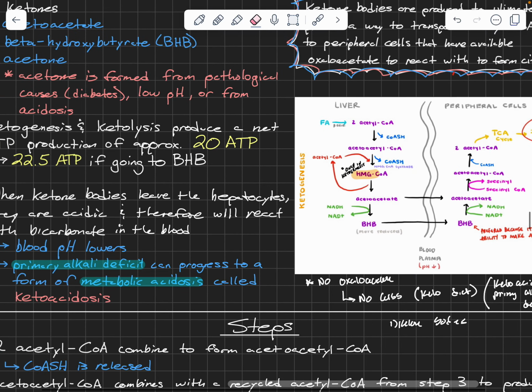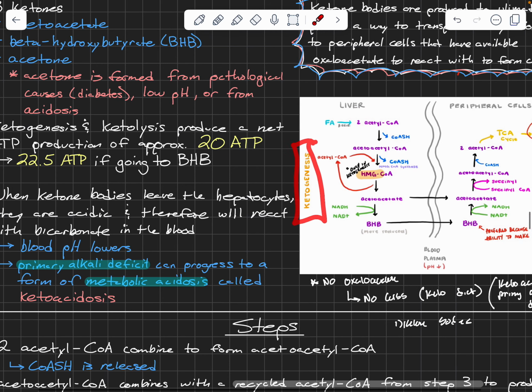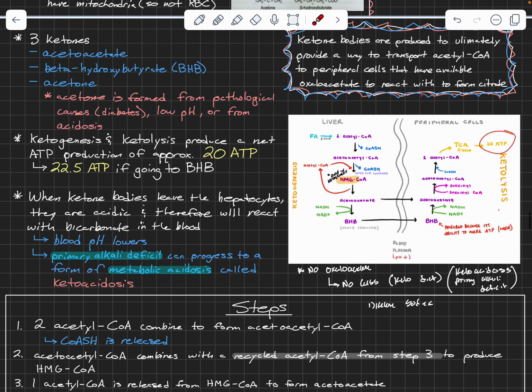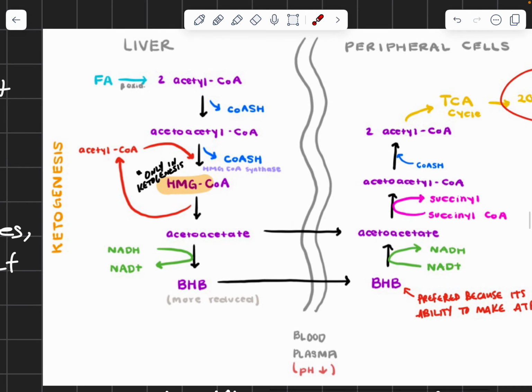What we do need to know is we need two acetyl-CoAs to even initiate this process. And the act of ketogenesis is only going to occur in the liver. We are only going to create ketone bodies in the liver. So basically what's going to happen is we're going to have two acetyl-CoA come in. We're going to lose a CoASH here, and we're going to transform into acetoacetyl-CoA.